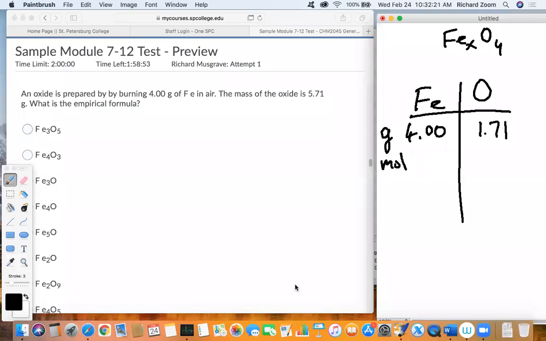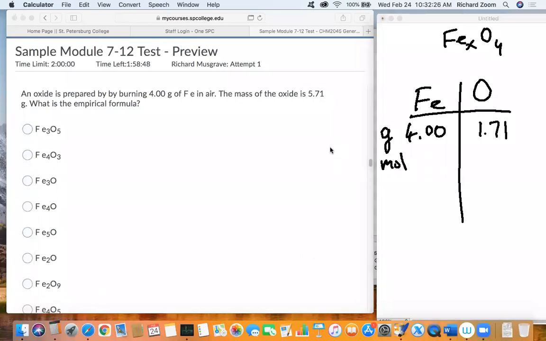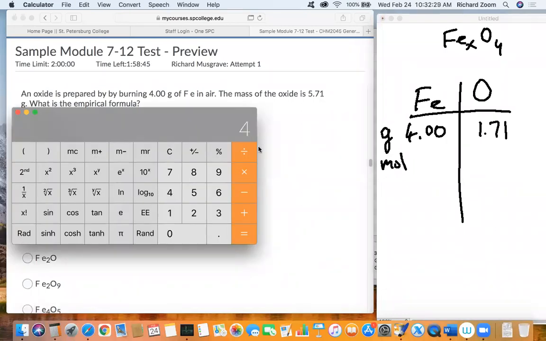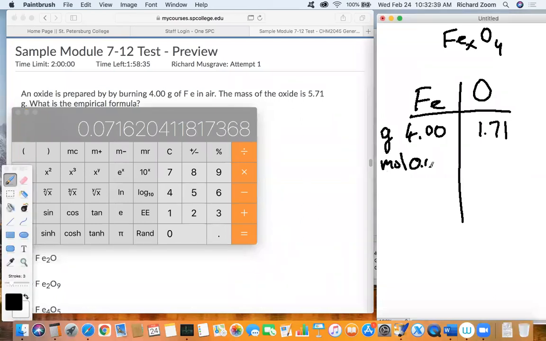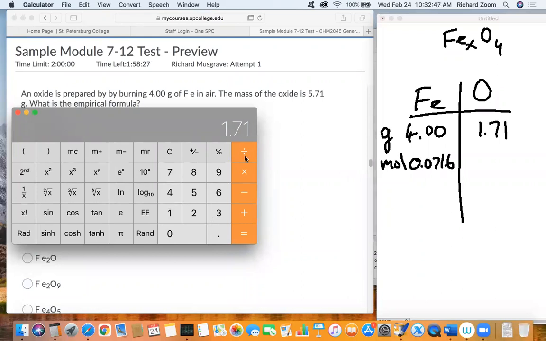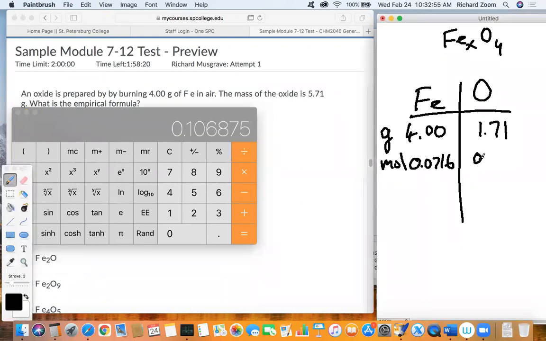So we do the moles just like we did previously. So for that, we'll do 4 divided by 55.85. And that's 0.0716. And then for the oxygen, 1.71 divided by 16. And that would be 0.106 or 0.107.